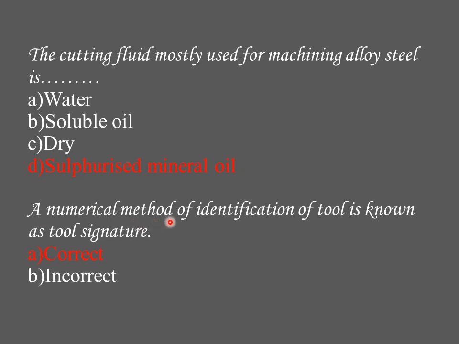A numerical method of identification of a tool is known as tool signature. It is correct. The numerical method of identification, based on the ASA and ORS systems, is known as tool signature.